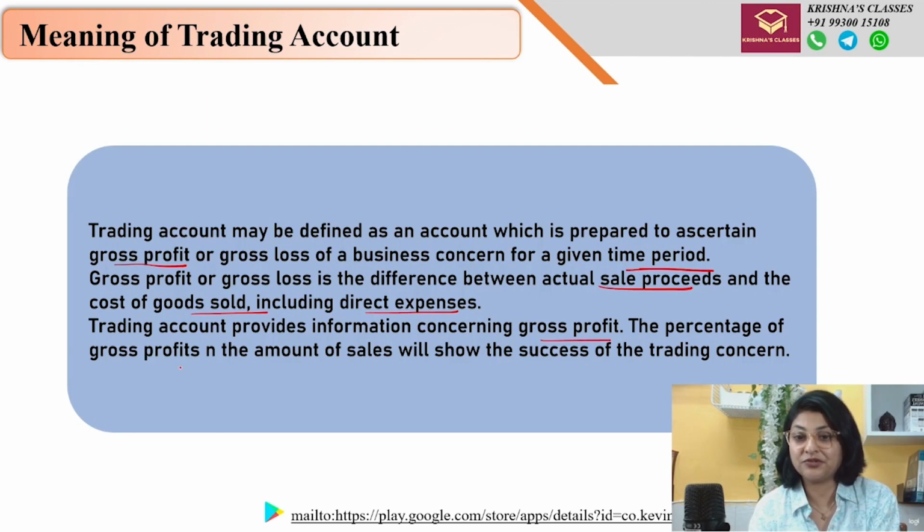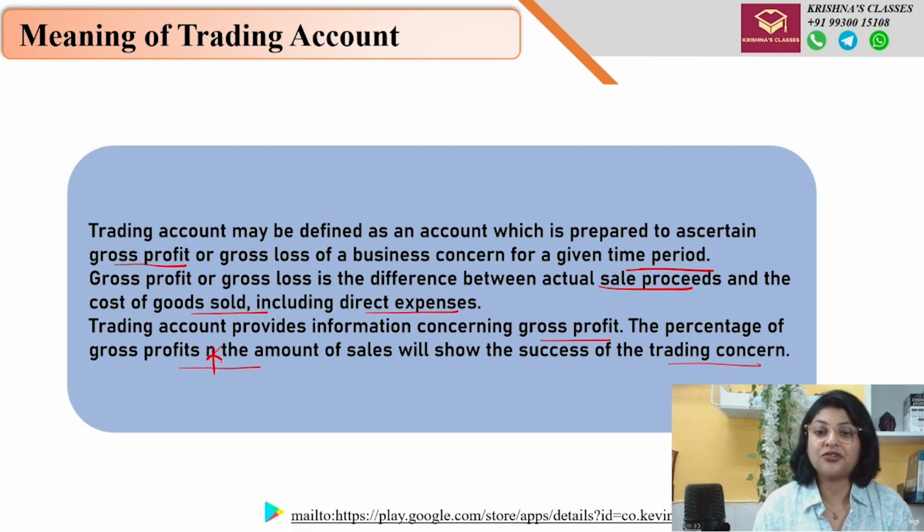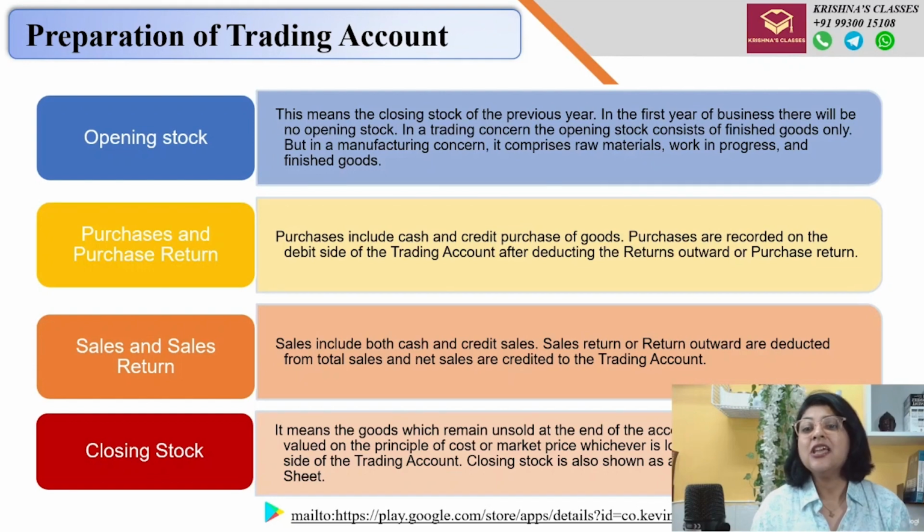Revenue means sales. Trading account provides the information concerning the gross profit. The percentage of gross profit on the amount of sales will show the success of the trading concern. So in this particular account, we understand the amount of gross profit, and if we want, we can calculate the percentage as well. Let's see what all the components of the trading account are.